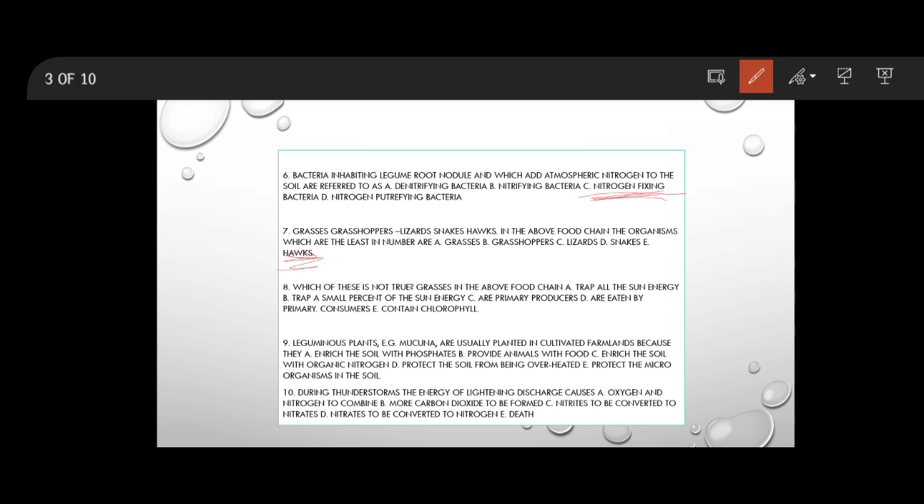But the first option says trap all the sun energy. It is not possible. The sun has a lot of energy. The energy of the sun is enormous. Therefore, that will be the answer.